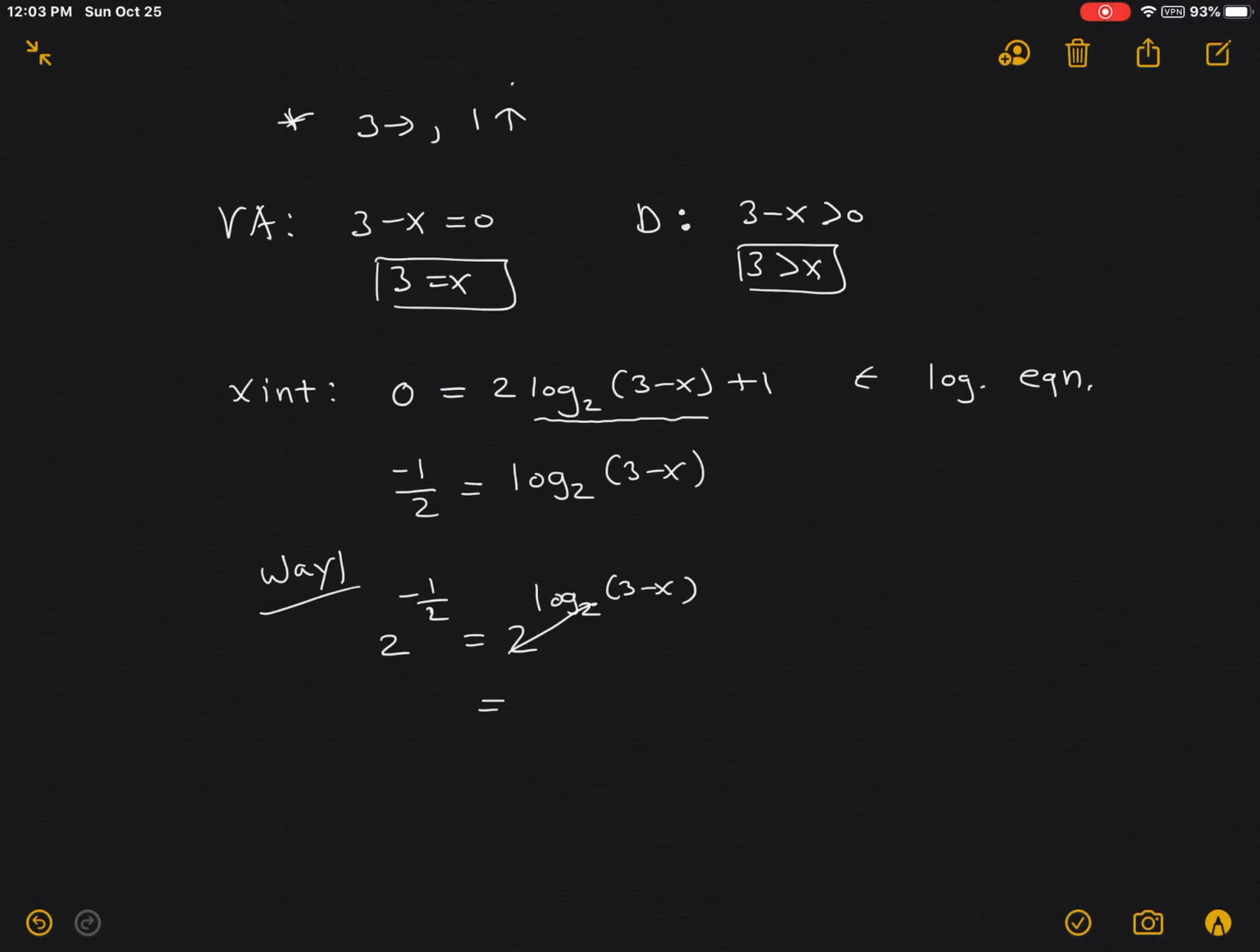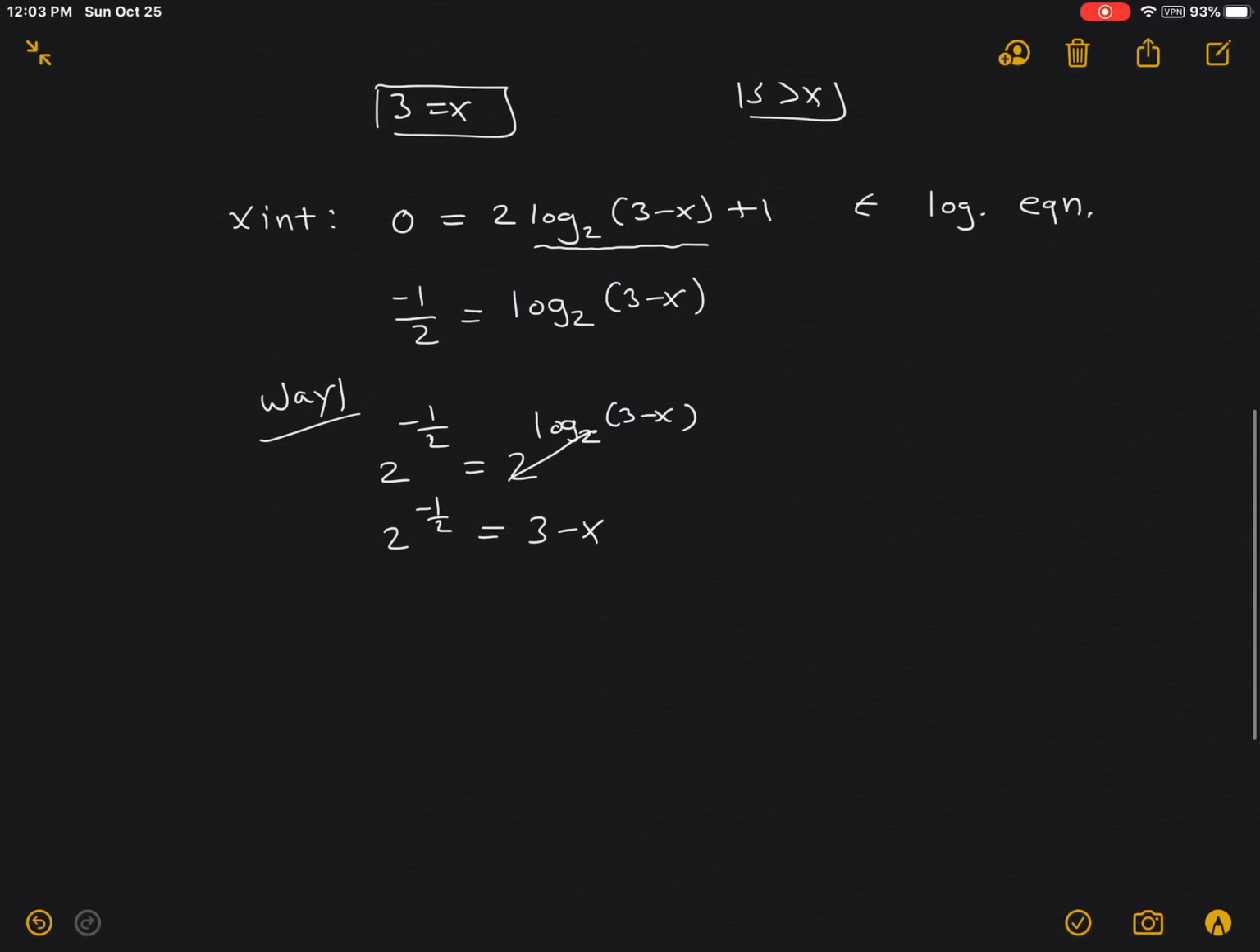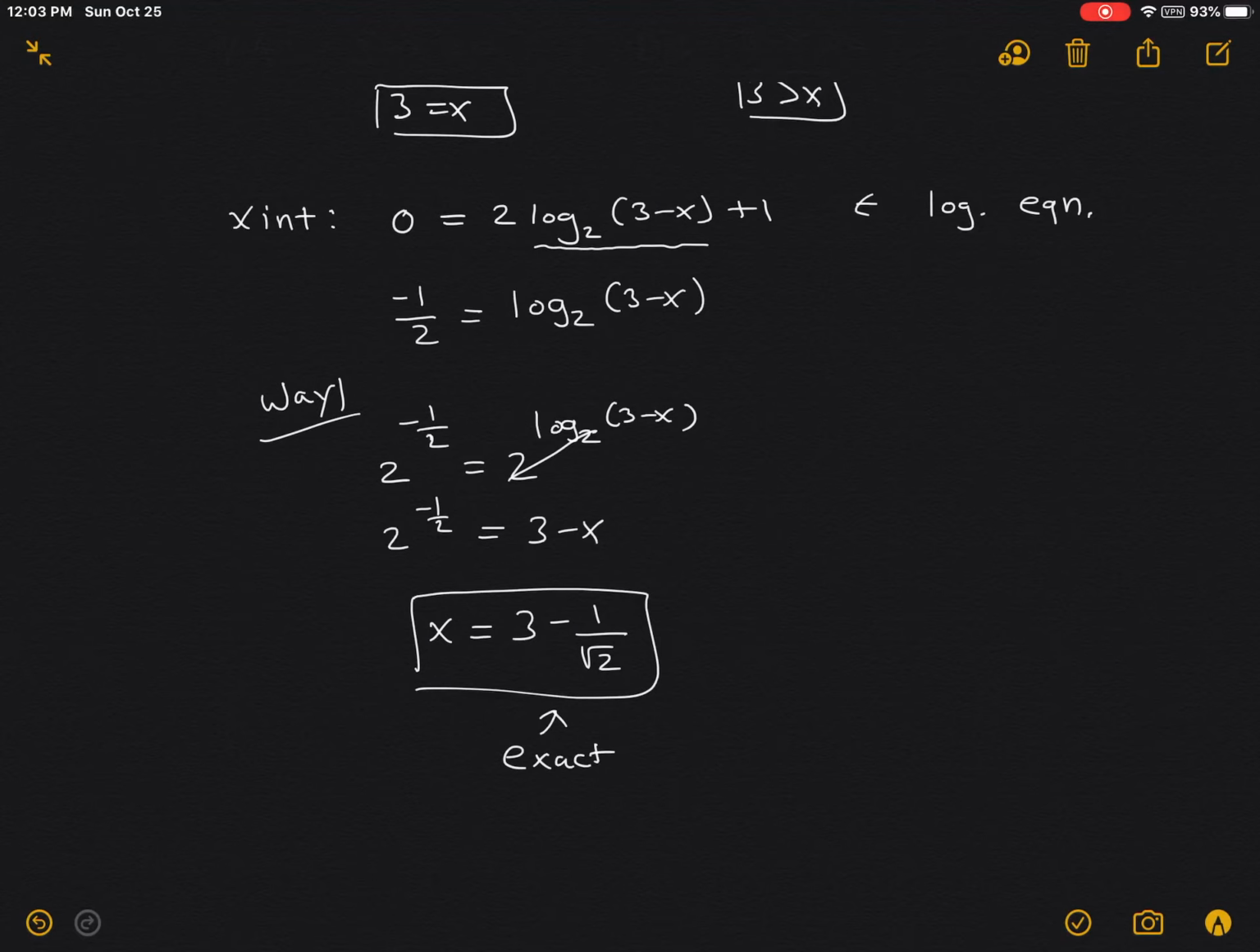Well, how does that get rid of it? 2 raised to log base 2 just becomes the argument. And so, without using a calculator, your x, in this case, if I move the x over here, is 3 minus 1 over the square root of 2. This will be the exact value of your x-intercept.